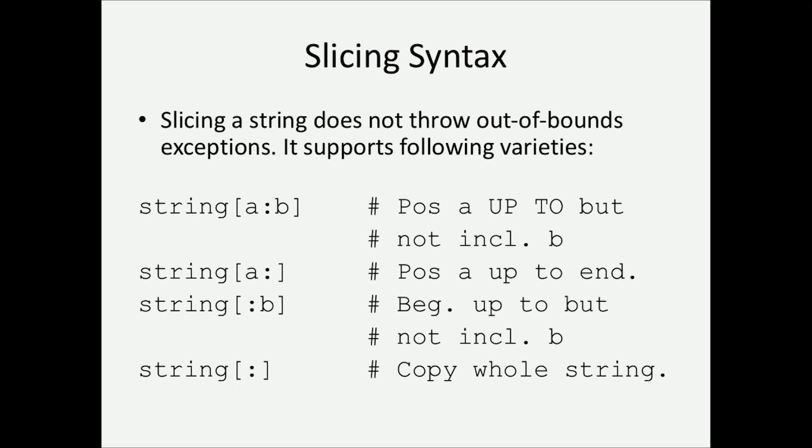I can also do variations on that. If I have a first argument but not a second, it will start with position A and go to the end of the string. Conversely, if I have a second argument but not a first, it will start with the beginning and go up to but not including B. And finally, I can omit both, in which case it will just copy the whole string.